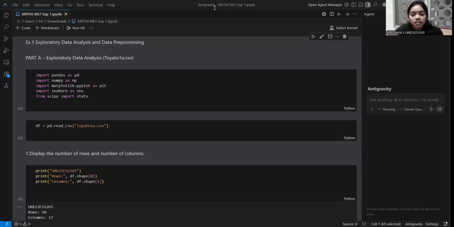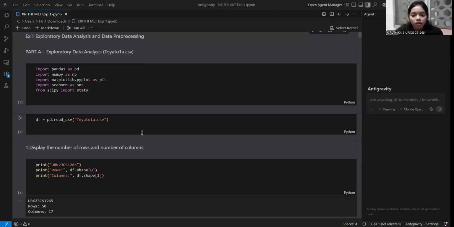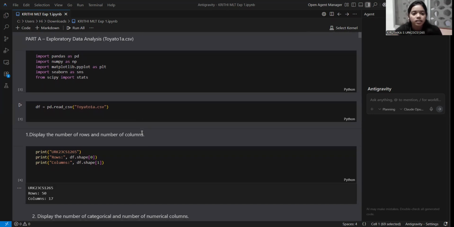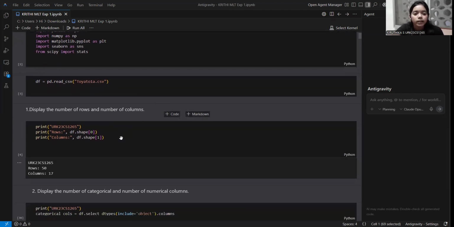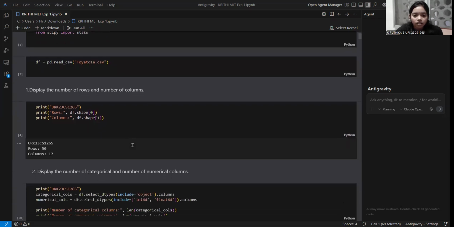This data frame contains information about Toyota cars, including features such as age, price, fuel type, weight, kilometer, quarterly tax, guarantee period, gears, etc. The first task is to display the number of rows and number of columns using df.shape. This shows the size of the data set: rows are the number of observations, columns the number of features. This helps understand the data set dimension.